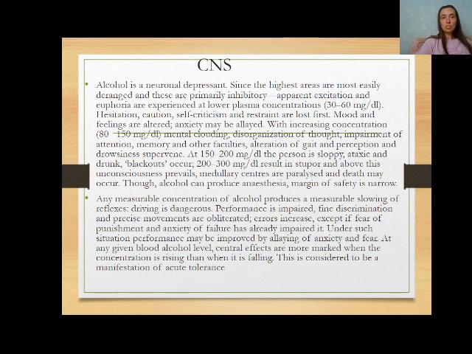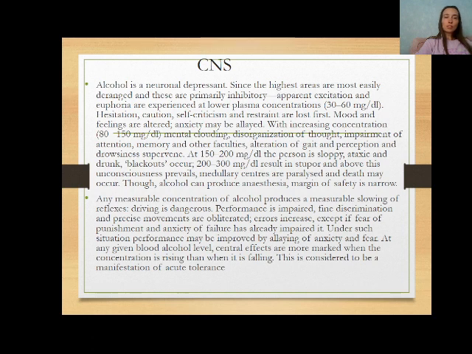Central nervous system. Alcohol is a neuronal depressant. Since the highest areas are most easily deranged, the effect is primarily inhibitory. Apparent excitation and euphoria are experienced at lower plasma concentrations, from 30 to 60 milligram per deciliter.